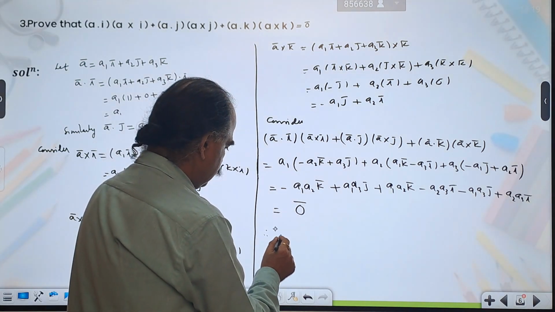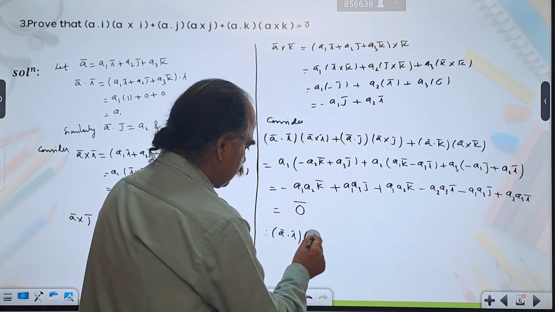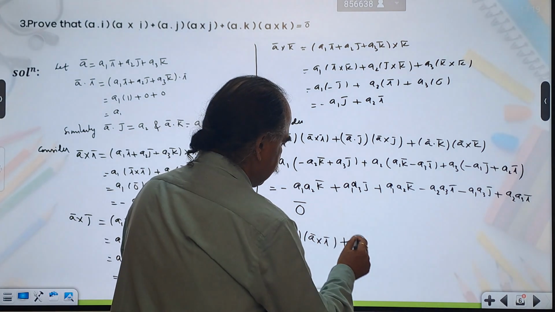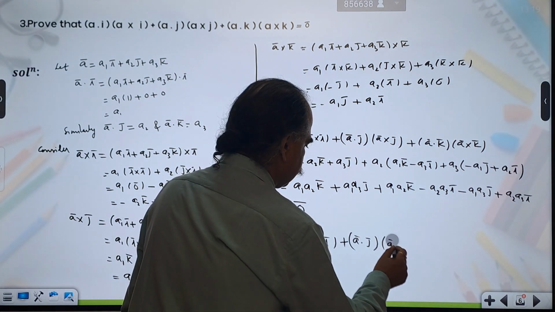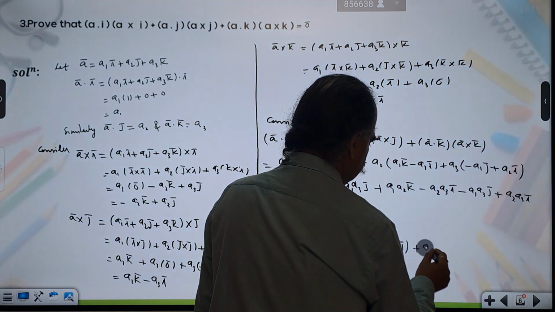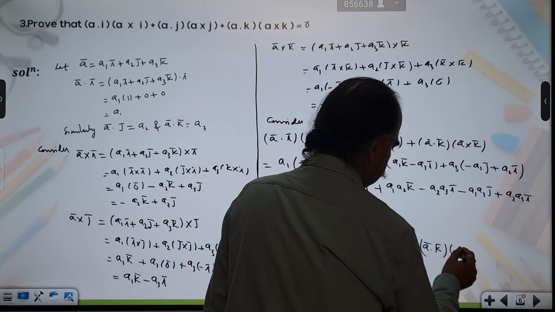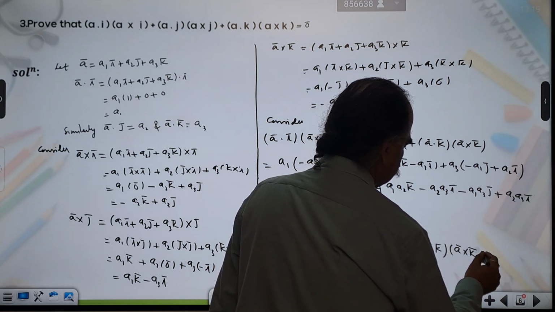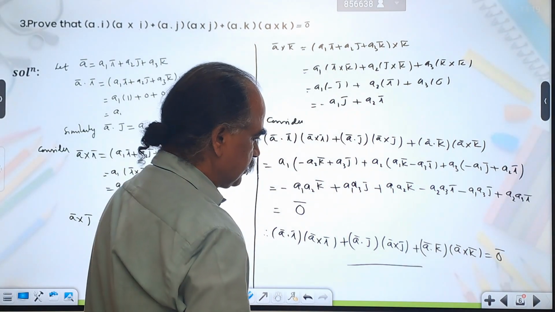So (a bar dot i bar) times (a bar cross i bar) plus (a bar dot j bar) times (a bar cross j bar) plus (a bar dot k bar) times (a bar cross k bar) is 0 bar. This is what is required.